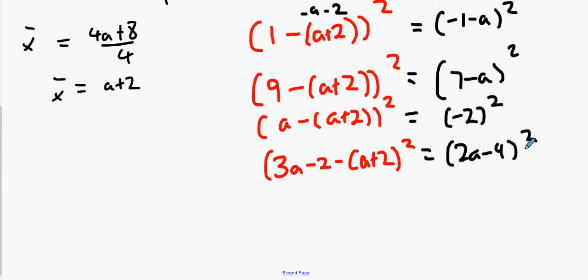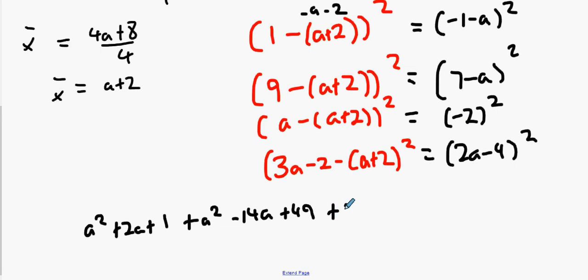Now we're going to have great fun squaring all these out. I take it that you can all do them individually and square them out. You're leaving cert honours. The first answer is a squared plus 2a plus 1. The second answer is a squared minus 14a plus 49. The next one's just 4. The one after that is 4a squared minus 16a plus 16.